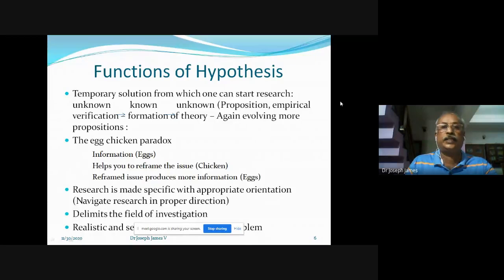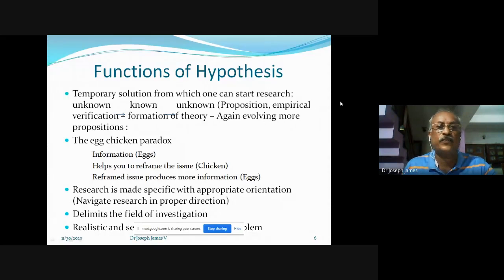Yes, but this is a temporary solution from which one can start our research. We know that we start from a situation which is totally unknown, and we make it known by means of our inquiry into it, without verification. And after verification, we again produce some unknown situations.